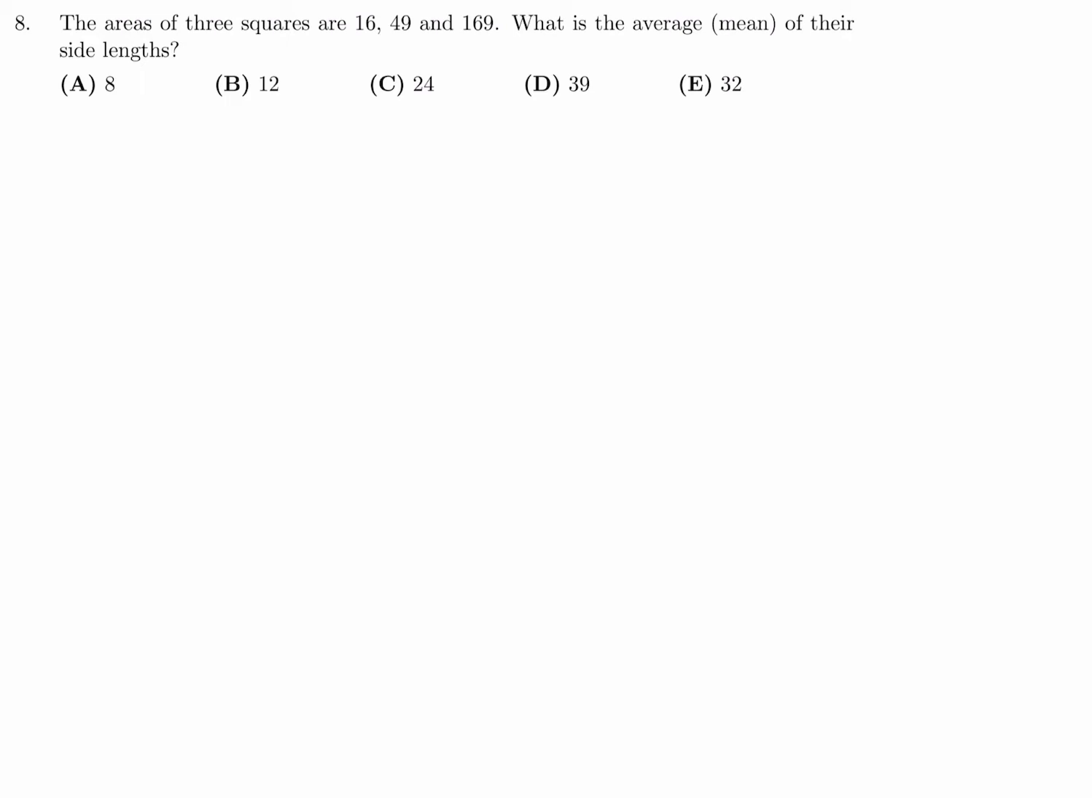The areas of 3 squares are 16, 49, and 169. What is the average of their side lengths? So the areas are 16, 49, and 169. Now, the side length of a square multiplied by itself gives the area, right? So for example, if the side length is x, you get the area by getting x squared.